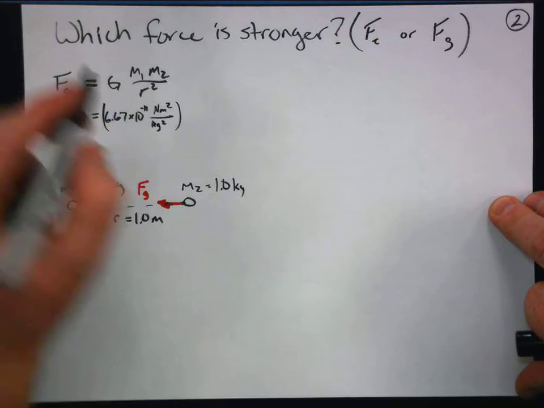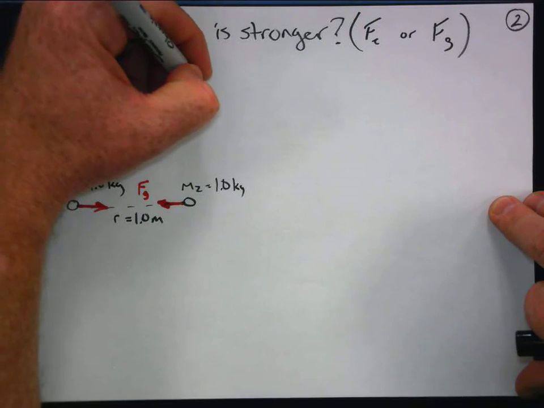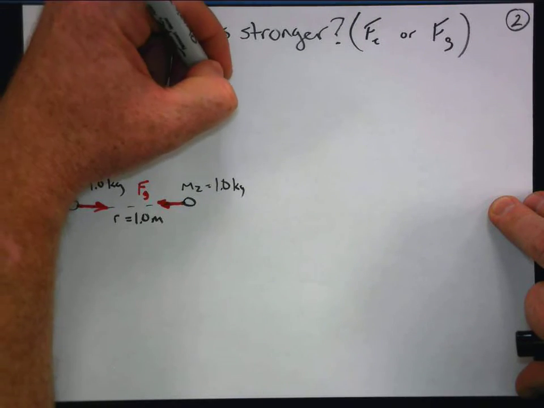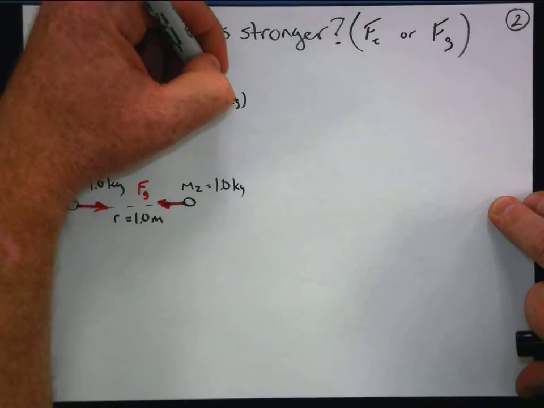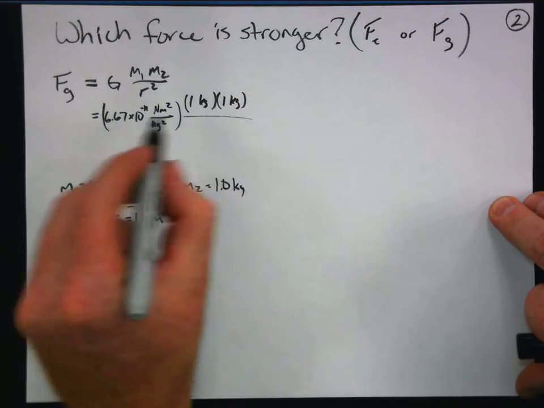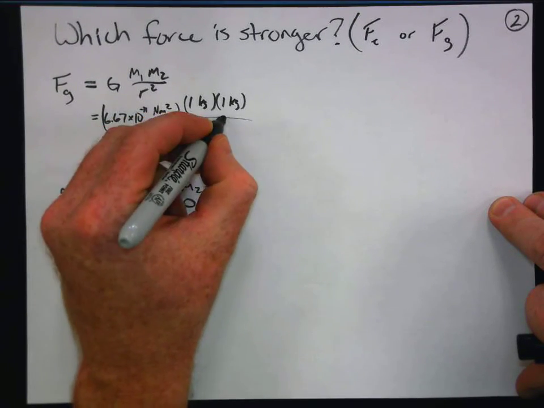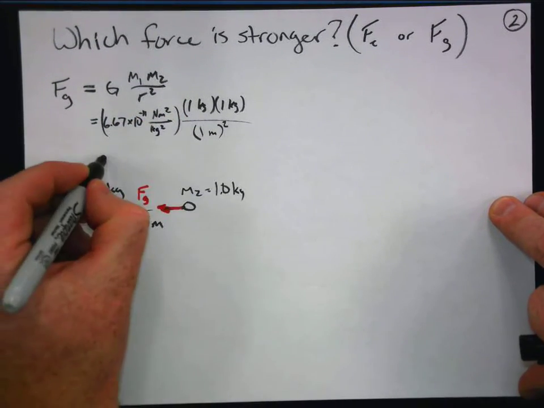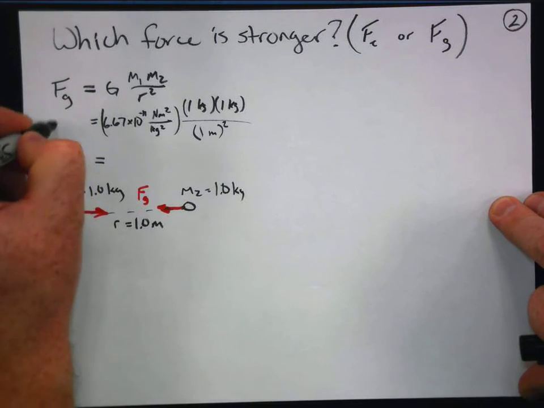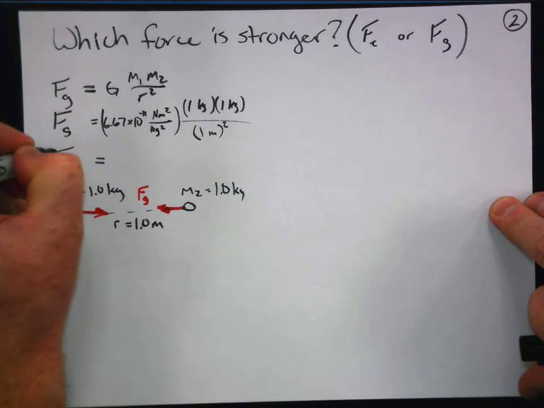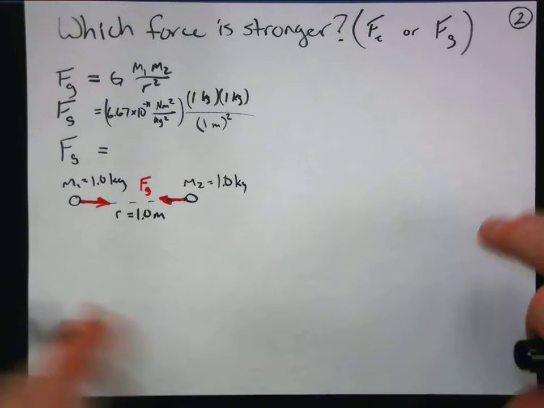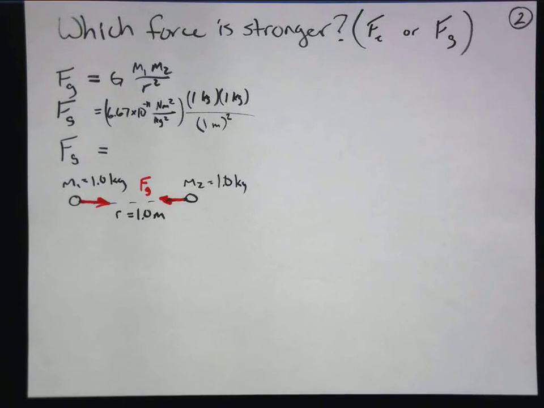And then M1 and M2. M1 is 1 kilogram. M2 is 1 kilogram. I'm going to get my hand out of the way for you. And the distance between them, r, that's 1 meter, and the 1 meter is squared. So what is the strength of this force of gravity? How strong is it? How much force is created here by these two masses?